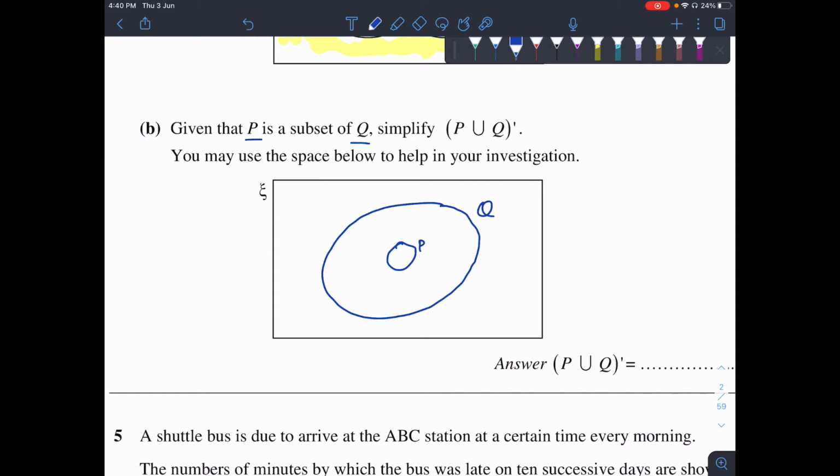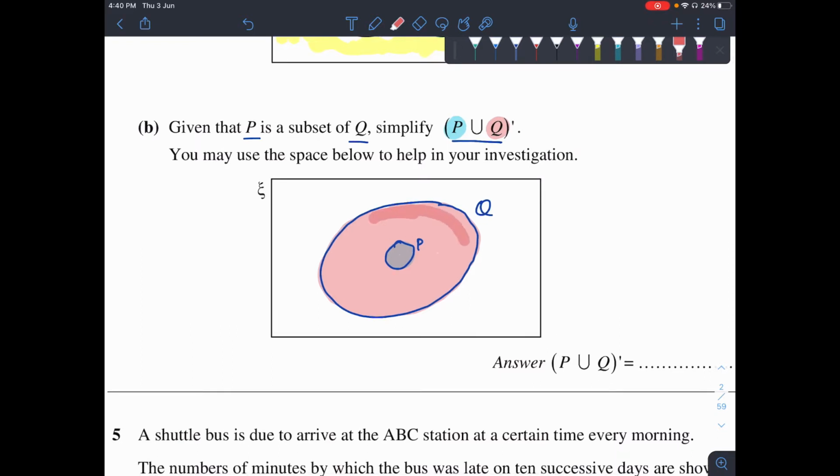After that, we find P union Q. This means any part that has P or has Q. So we know that P would be this circle here, and Q is the bigger circle here, so this entire part. And they want us to find P union Q. You can think of this as the areas of P plus Q. So that would be the entire area shaded in pink over here.